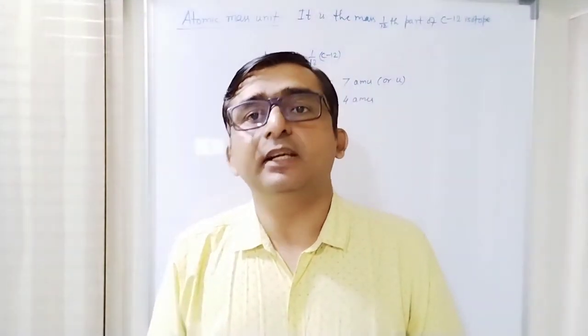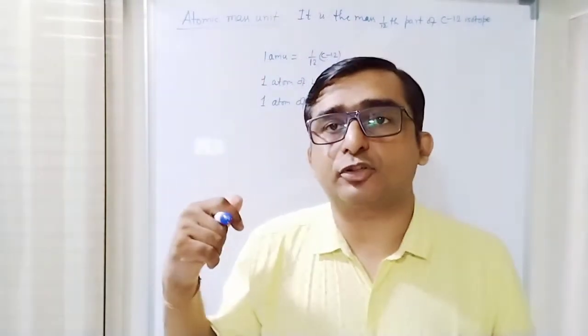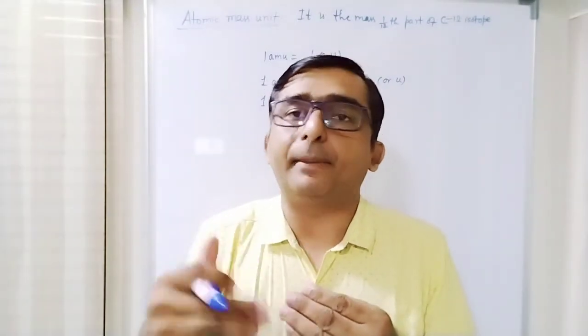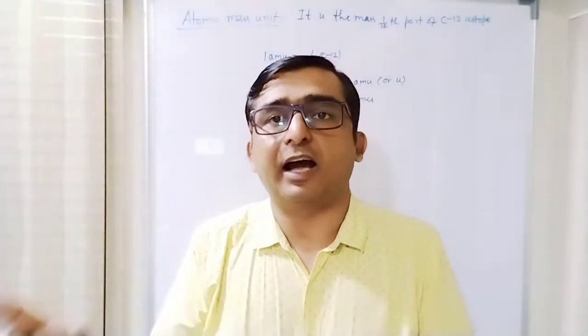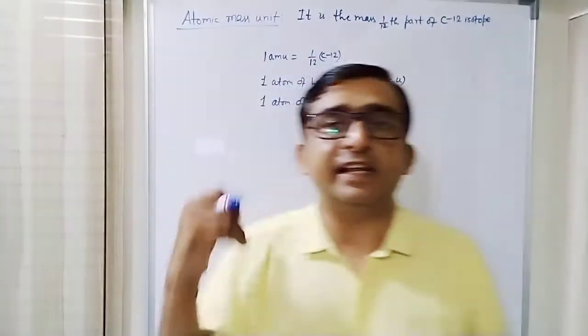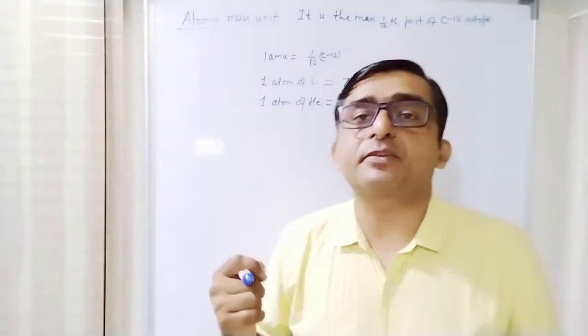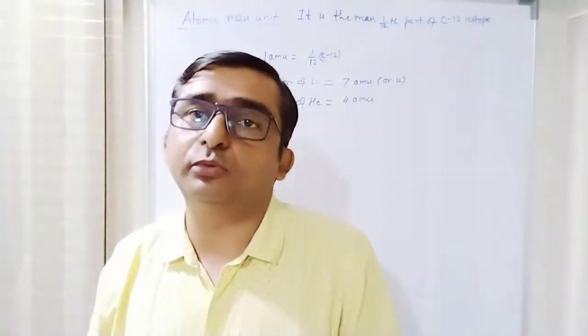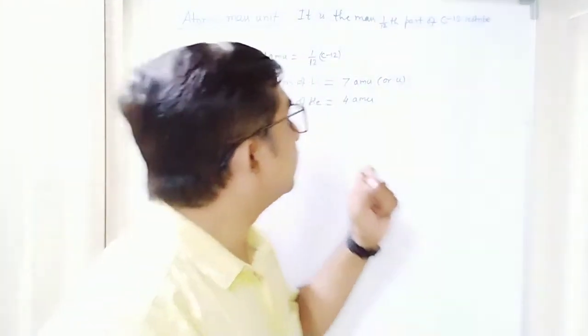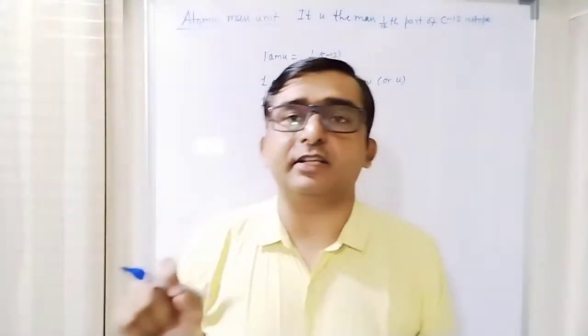Since these masses are actually obtained when compared with the mass of the carbon-12 isotope or carbon atom, that's why they are called relative atomic masses. When you express these masses in grams, then that will become absolute atomic mass. Okay, so you just have to write any atom's mass.